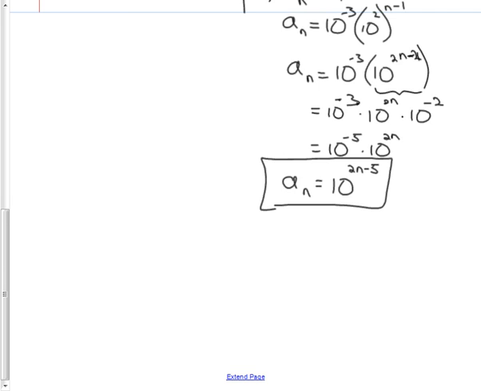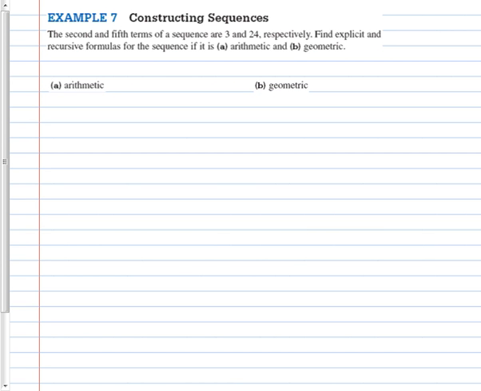All right. Constructing sequences. The second and the fifth term happen to be 3 and 24. Find an explicit and then a recursive formula for the sequence if it's, first of all, arithmetic. Arithmetic means I'm adding some things, right? So my second term was 3. My fifth term was 24.